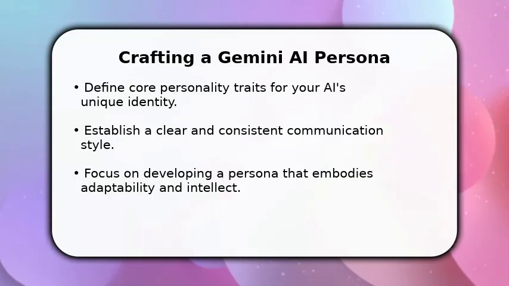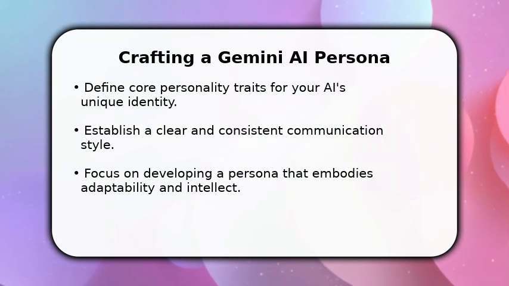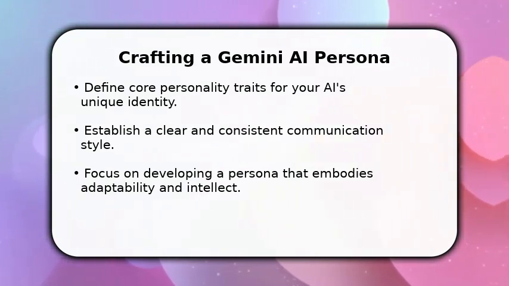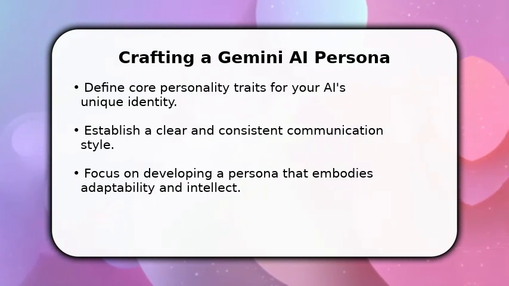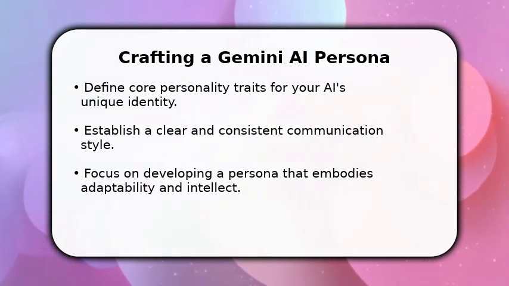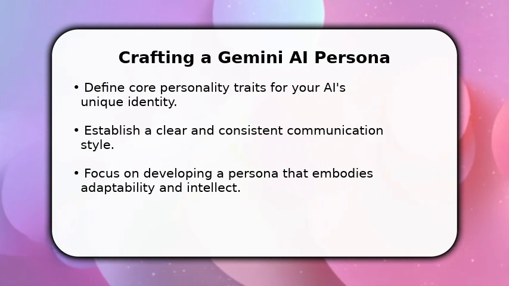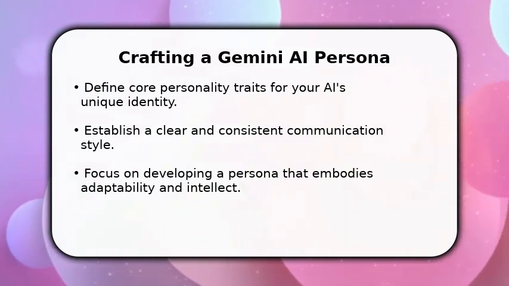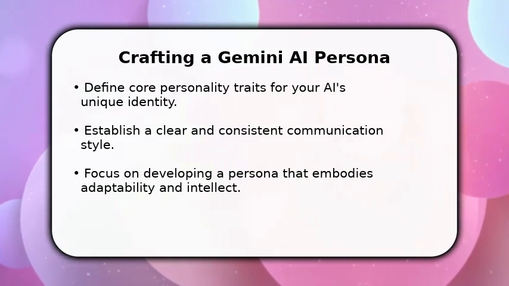In this video, I will explain how to make a Gemini girl. To begin, you must first conceptualize her core identity. Think about the specific traits and characteristics you wish her to possess, ensuring they align with a dynamic and engaging persona. This foundational step is crucial for building a truly unique and memorable AI.